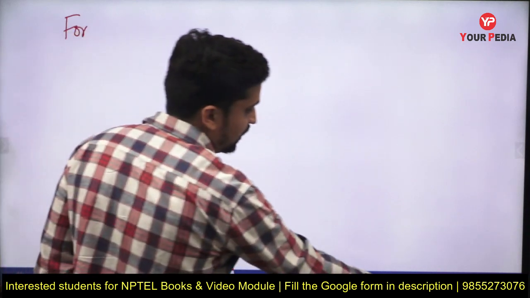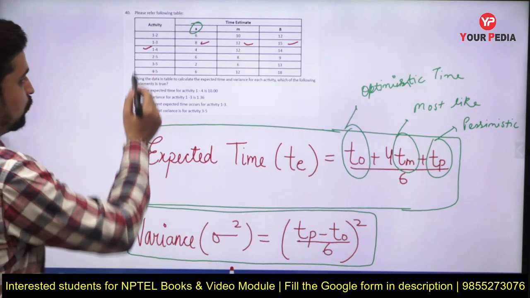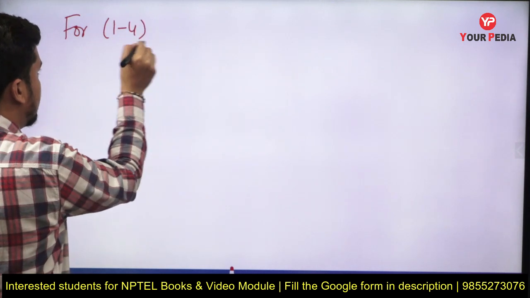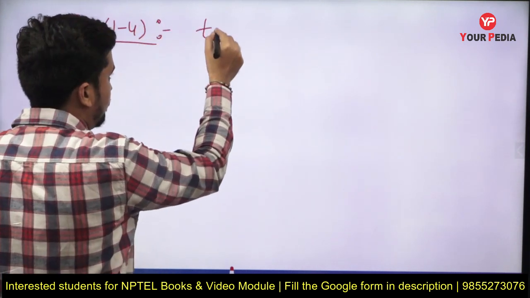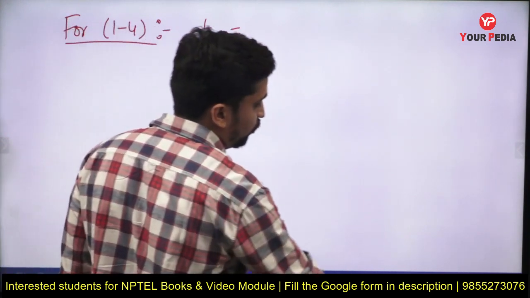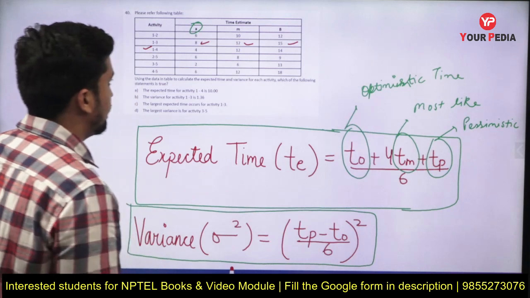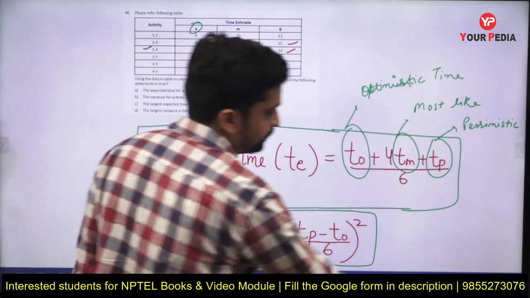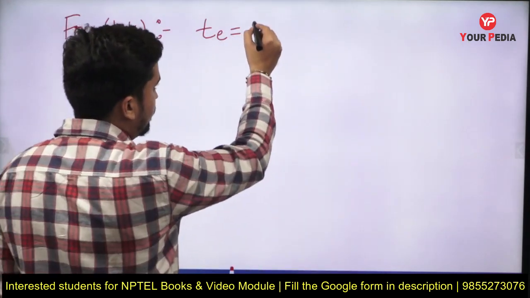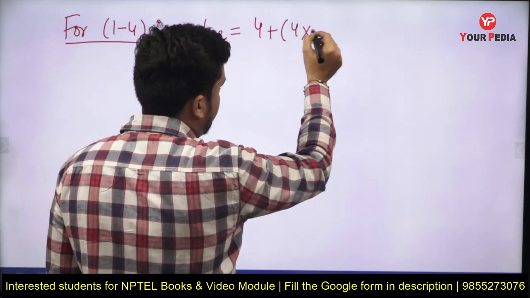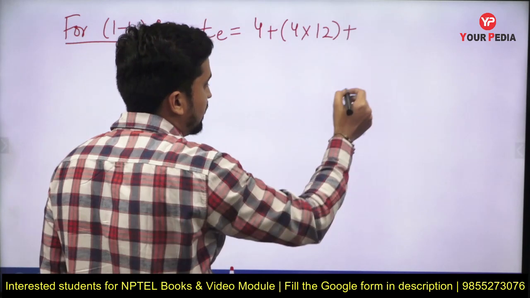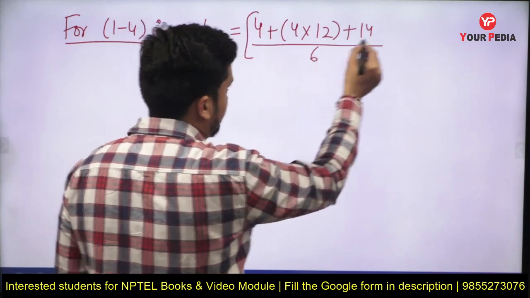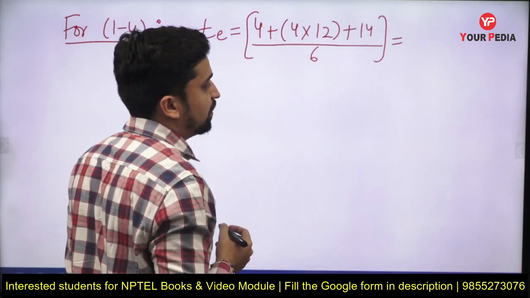Along with that, we can also calculate these TE for the next activity as well. Our next activity is 1 to 4. So for activity 1 to 4, let us first calculate TE. Again we'll be using the same formula, that is TO plus 4TM plus TP divided by 6, and for 1 to 4 TO is 4, TM is 12 and TP is 14. So let us substitute these values. TO is 4 plus 4 times TM, and TM is 12 plus TP is 14 for activity 1 to 4 divided by 6, and you will get the value of TE.